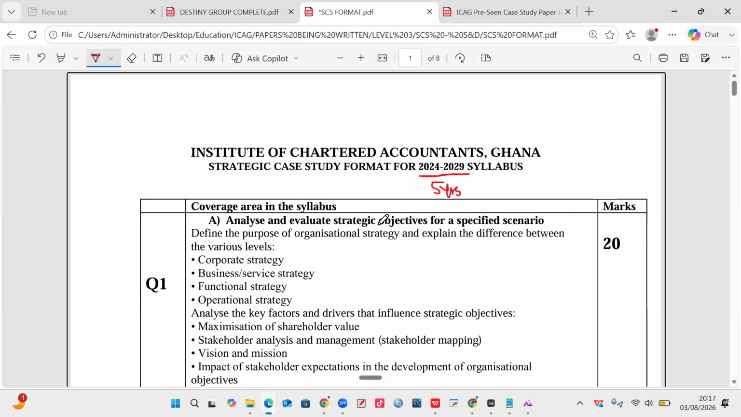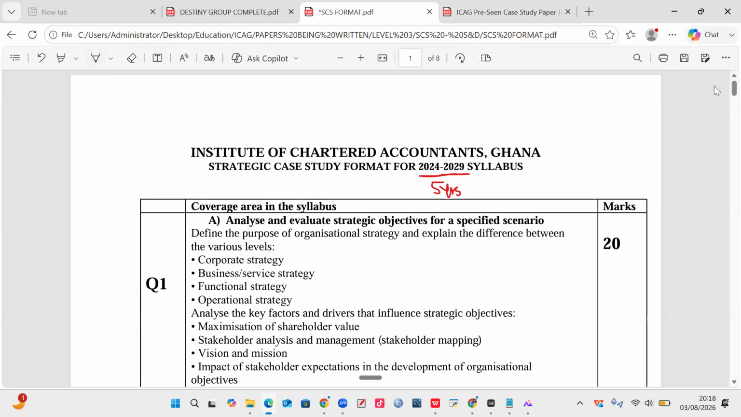So when you are writing the paper, this will be the constant format they have been using since 2024. We are in 2026. In 3 years, this format will expire and they will regenerate another format for another 5 years. Within these 5 years, this is the format they are using for strategy case, and it's 5 questions in all.